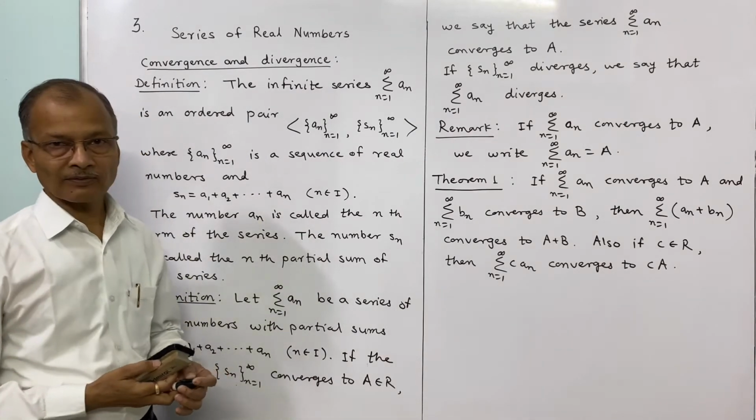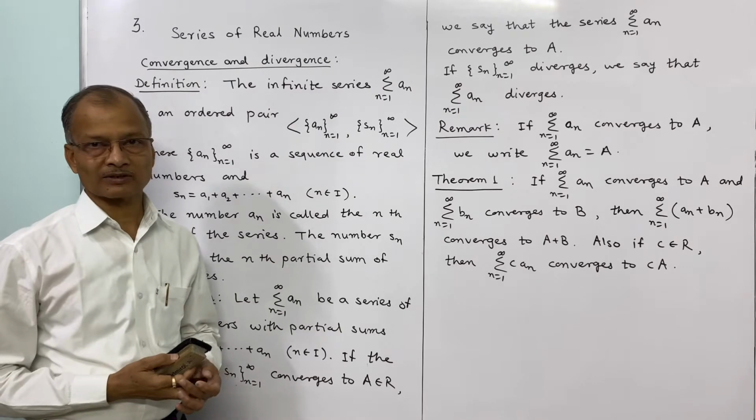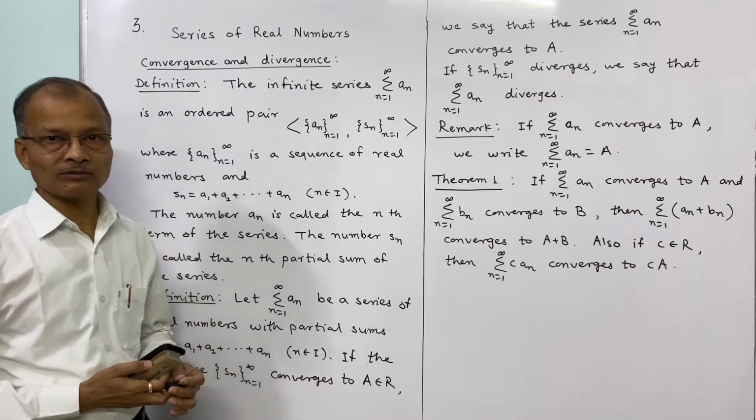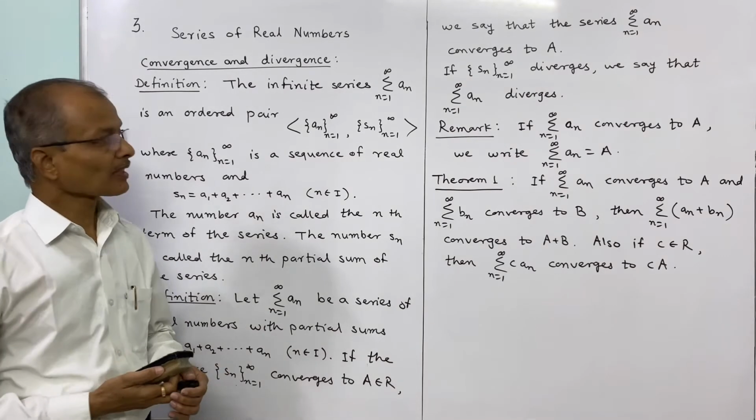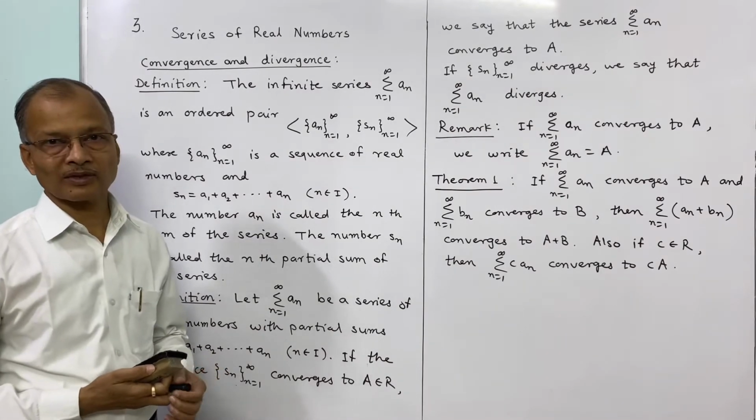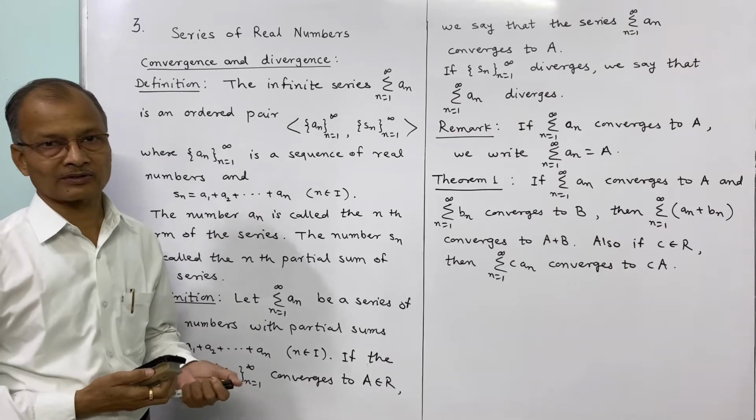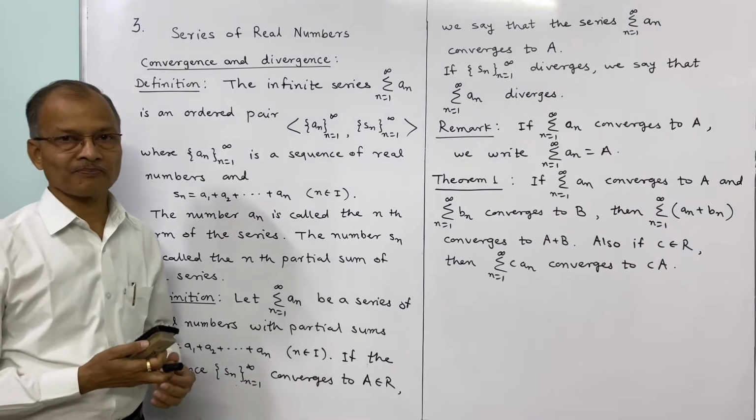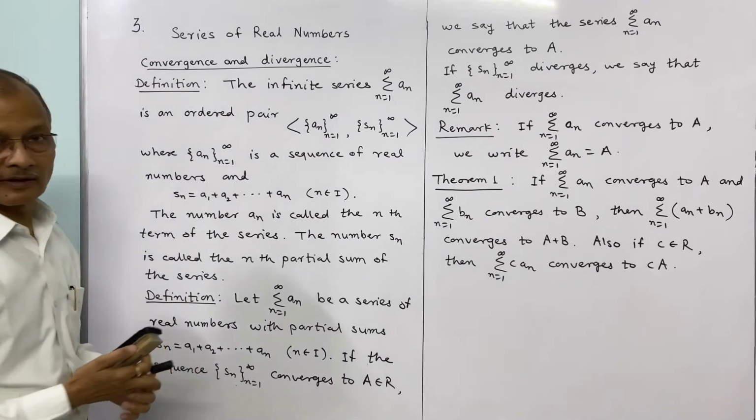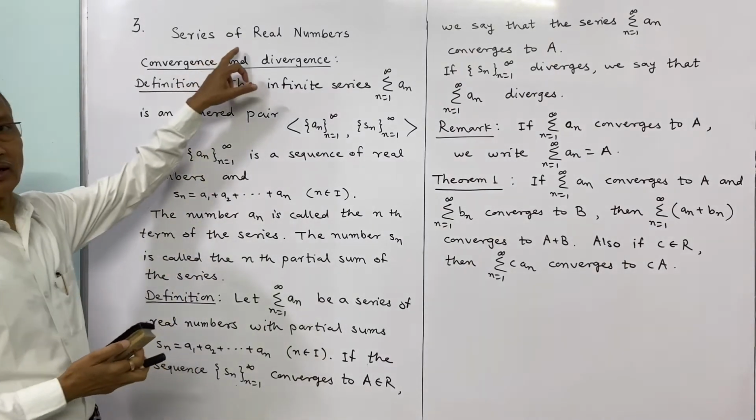In the paper of real analysis part first, up till now we have studied two chapters. The first was sets and functions, and the second chapter we have studied is sequences of real numbers. Now we shall study the third chapter from this paper of real analysis. The third chapter is series of real numbers.